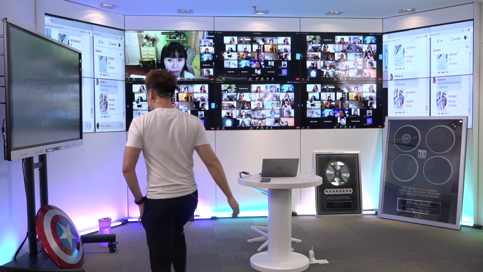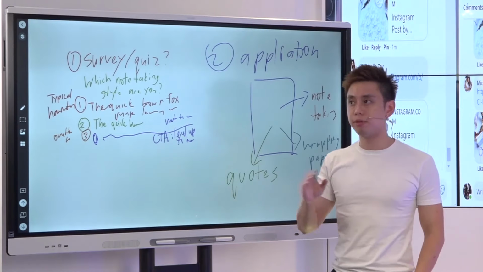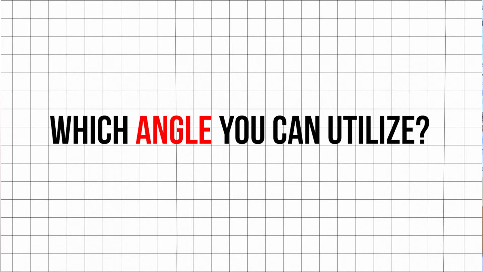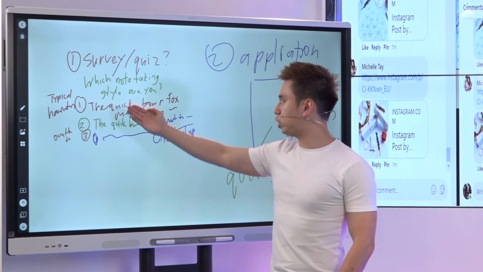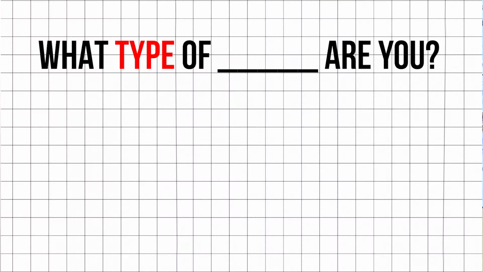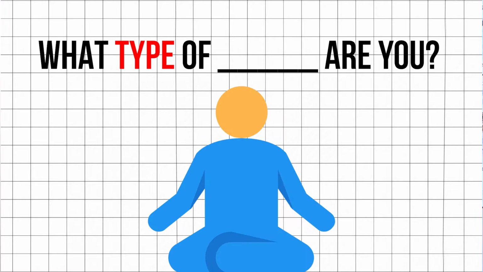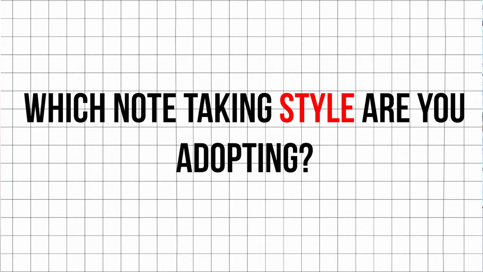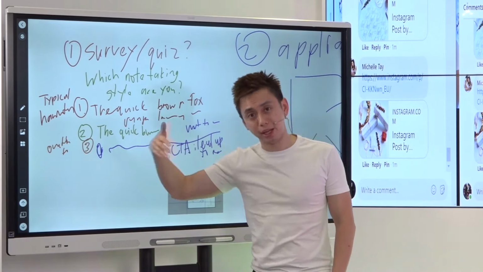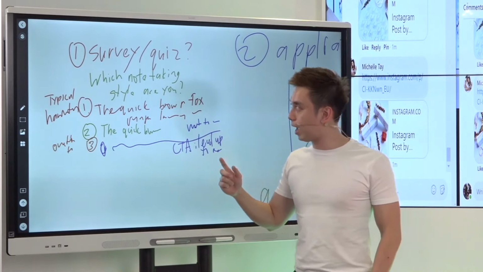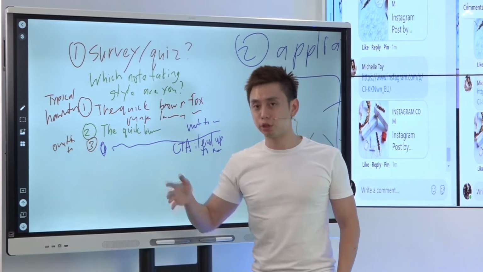So here's what I would like you to think about. Based on this example with Michelle, I would like you to think about which angle you can utilize, which is basically which type of style, what type of speaker are you, what type of author are you, what type of guru are you, which note-taking style are you adopting. So this is like the survey. For me, it was like choose your favorite guru, where you show your audience something and they want to tag a friend because, oh, that's me, I am that specific personality type.